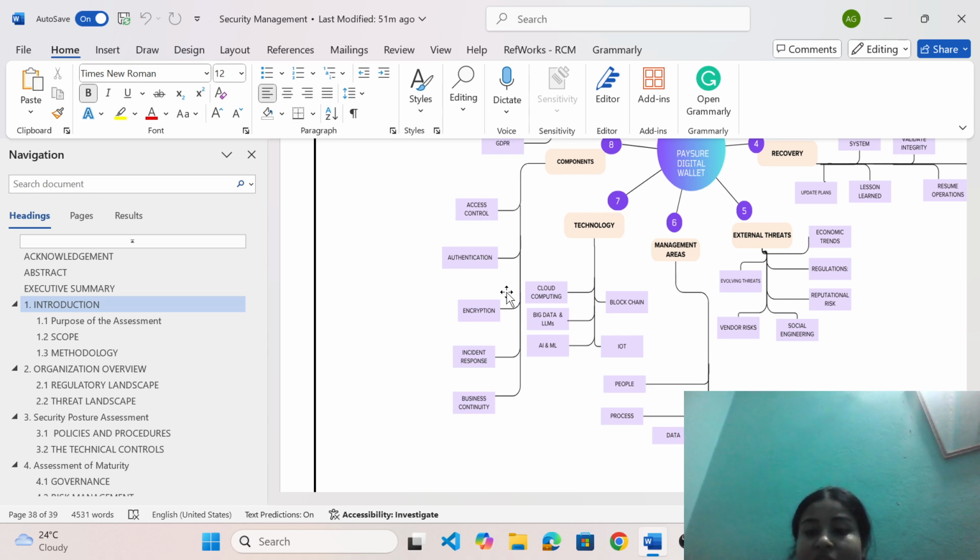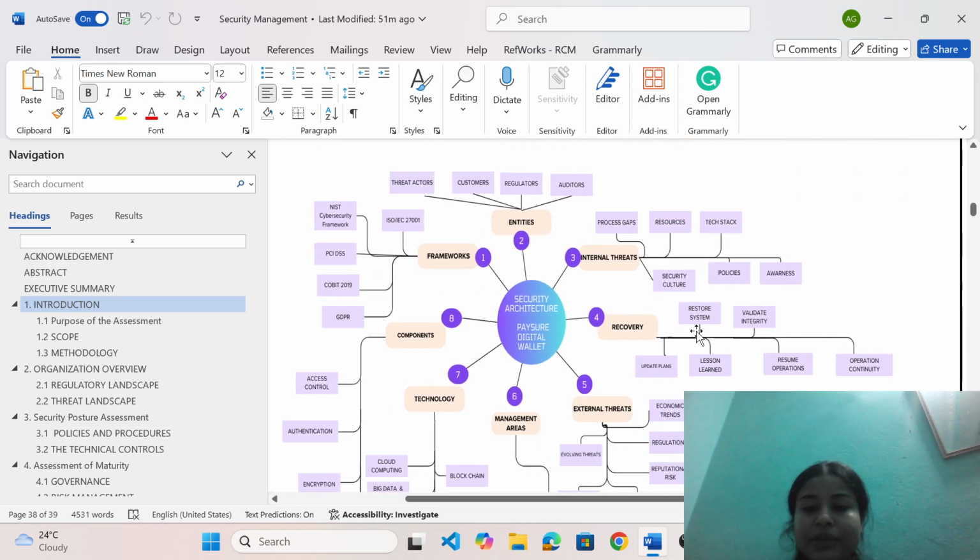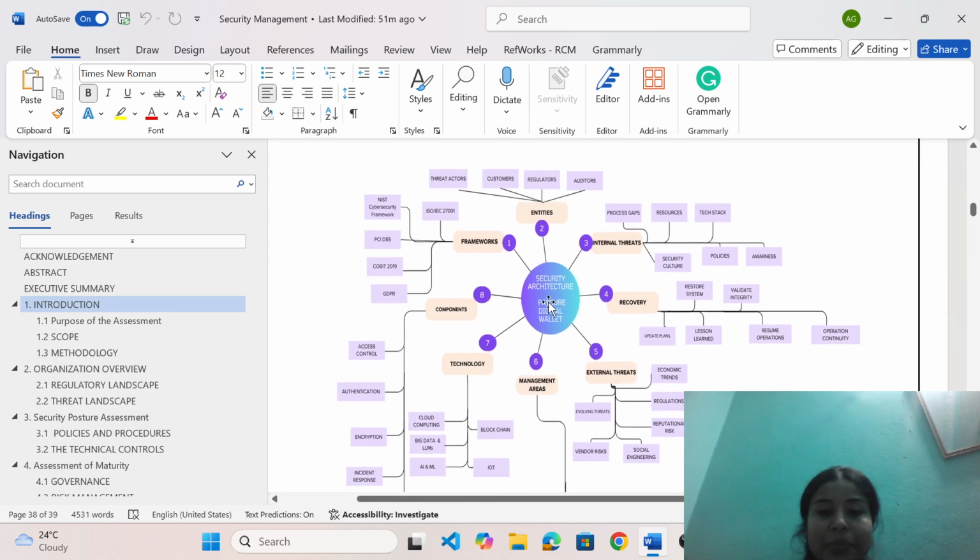It has been using external threat, which includes economic trend, regulation, reputation risks, social engineering, vendor risks, and evolving threats. And what is the recovery section? It includes restore system, integrity, update plans, lessons learned, resume operation continuity, etc. These are the sections it has been using. So yes, this is all about my mind map.